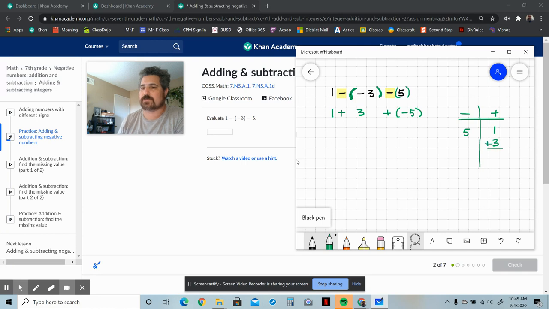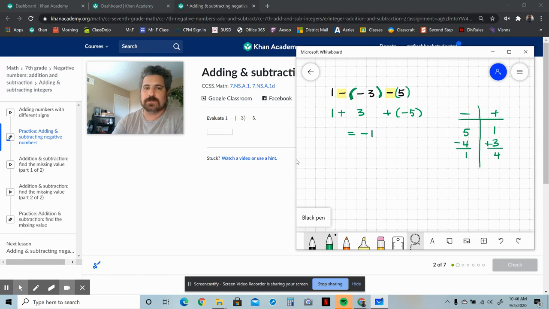Well, the total positive is 4. So total positive versus total negative, 4 versus 5. Negative is going to win. So we know the answer is a negative value. And then how much did it win by? Just take away the losing side. So what's 5 take away 4? 1. So the answer is negative 1.